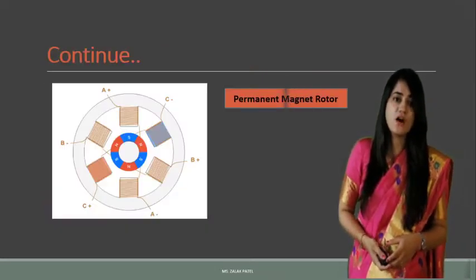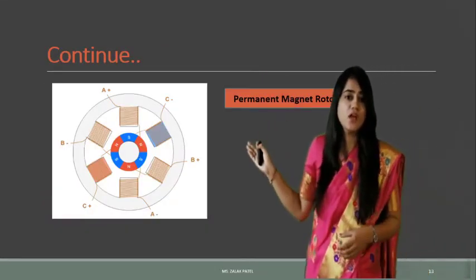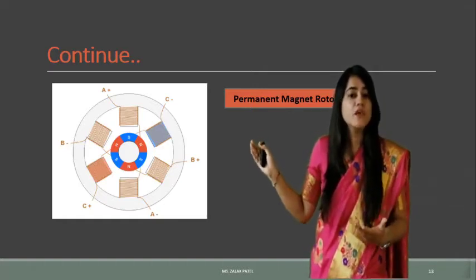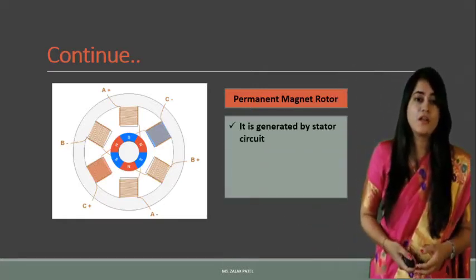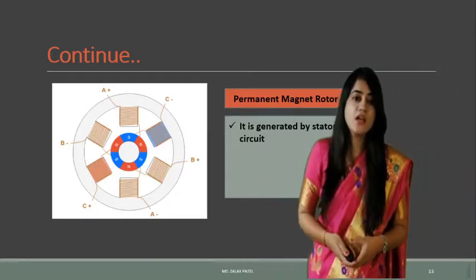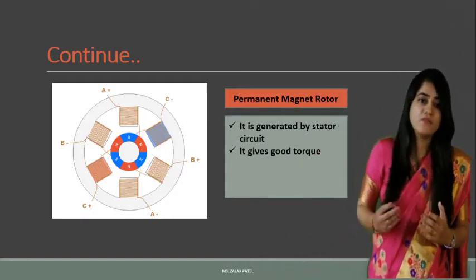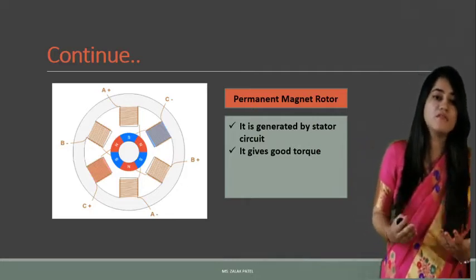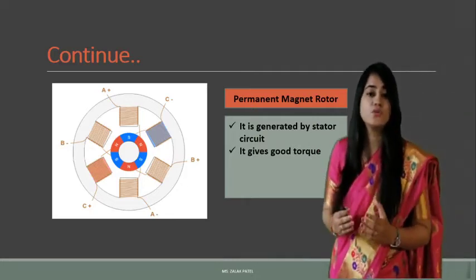So first let's talk about the permanent magnet rotor, how it can be made. It is generated by the stator circuit with repetitive N and S poles, and it gives good torque to the circuit.